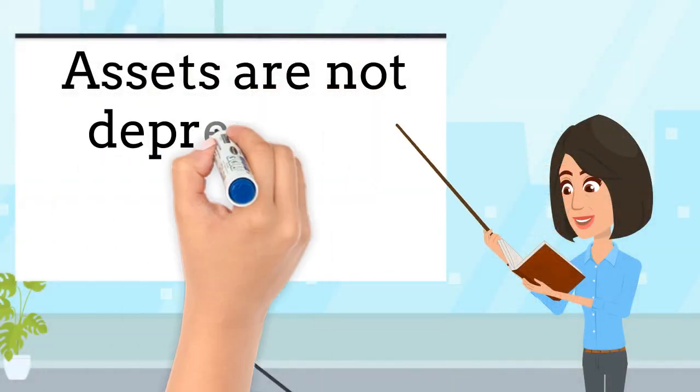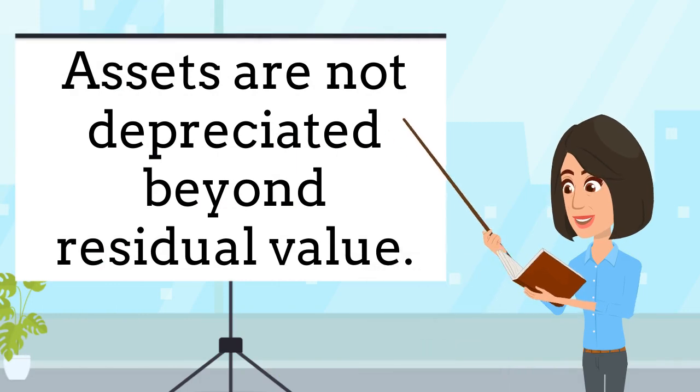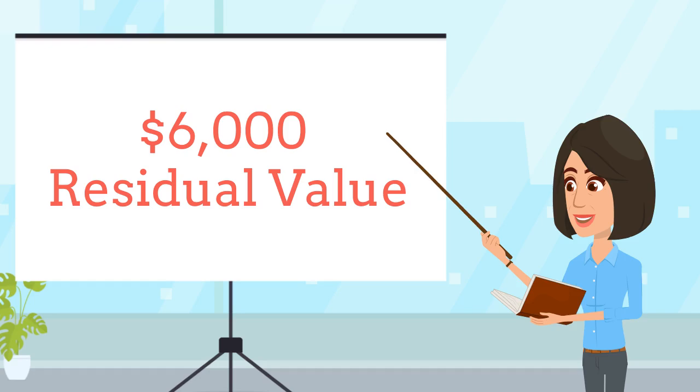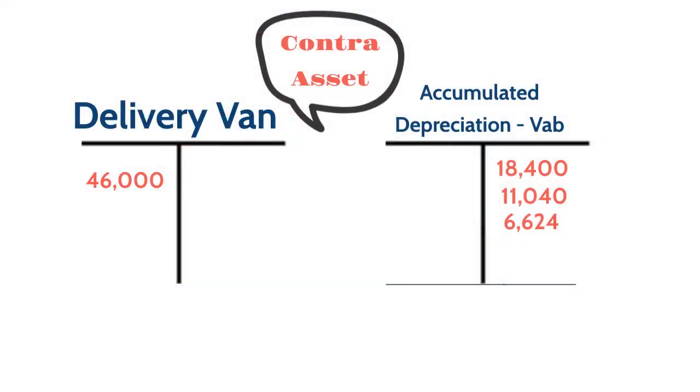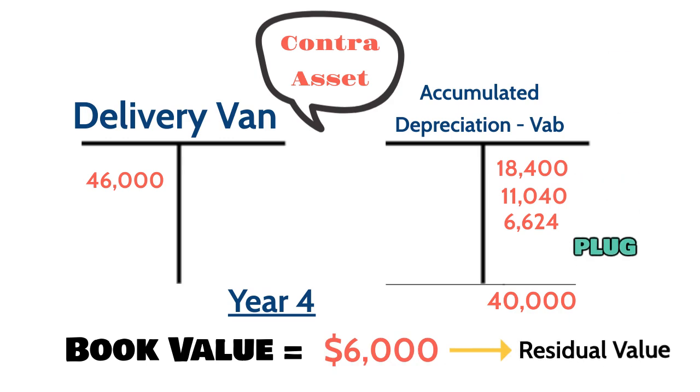Assets are not depreciated beyond the residual value, and our residual value is $6,000. With DDB, we need to do something a little special in the final year. We calculate what the last year needs to be to get us to $40,000 in accumulated depreciation so that when it nets with the asset, we are left with a $6,000 book value.